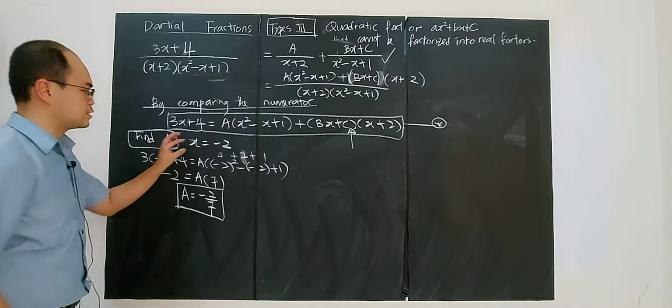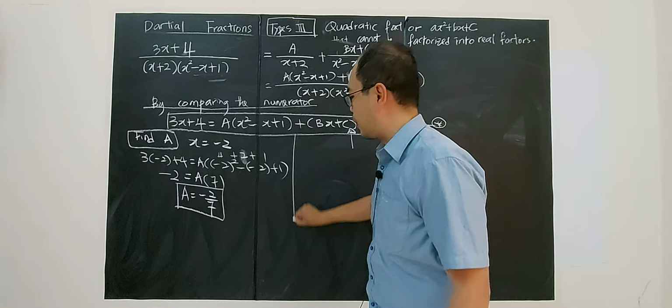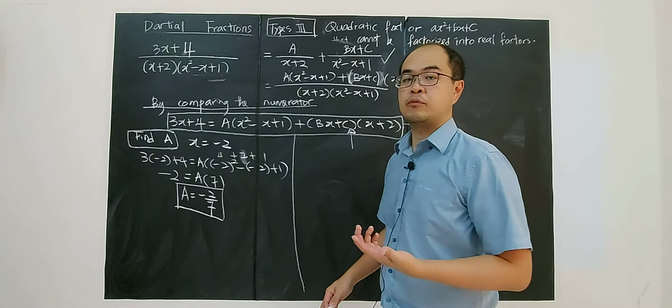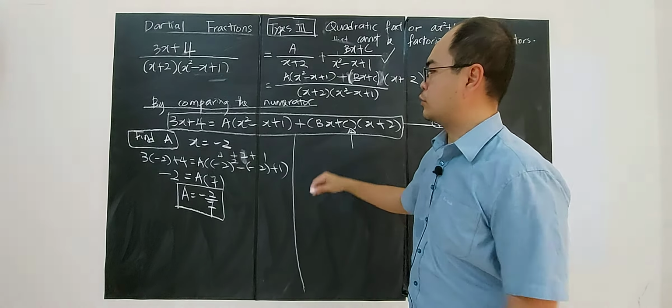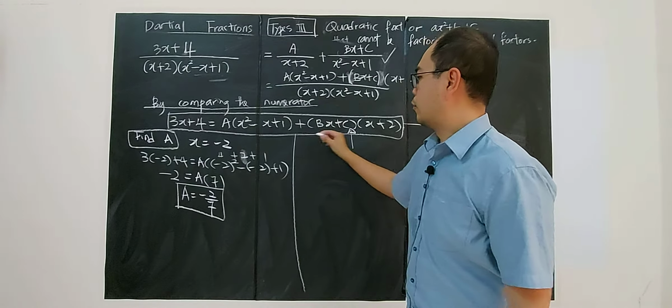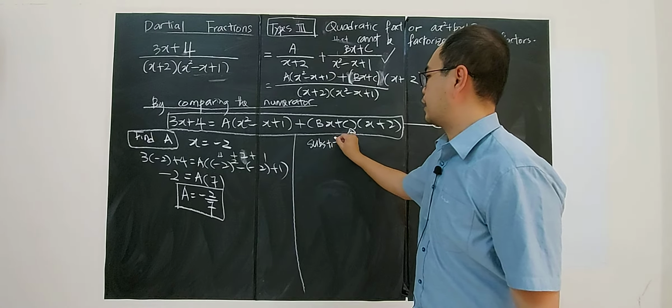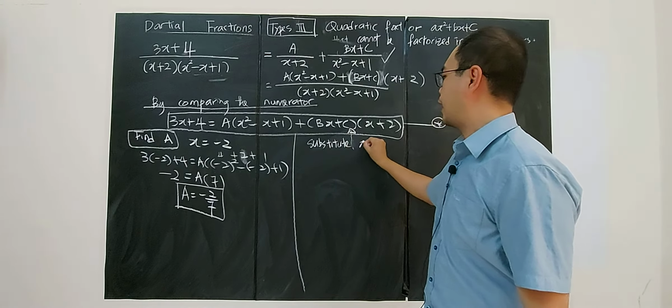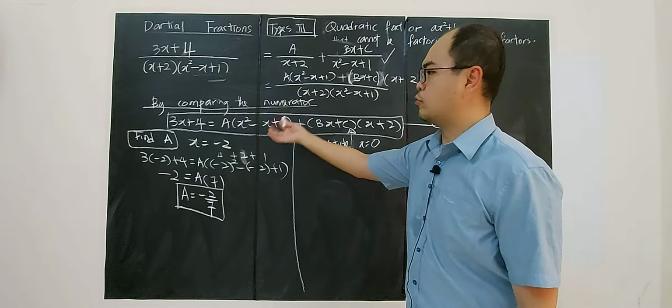So this is by using substitution. Now I'm going to introduce another method, comparing. Or you can substitute 0. In the previous video, I said that I can substitute x equals 0. Why do I substitute 0? Because I have no choice.